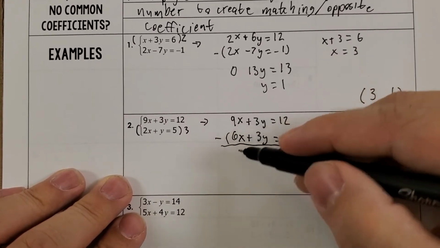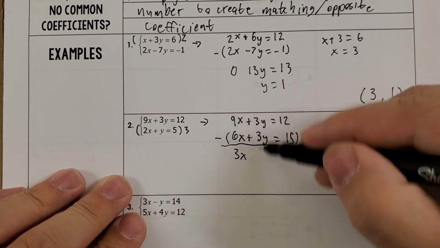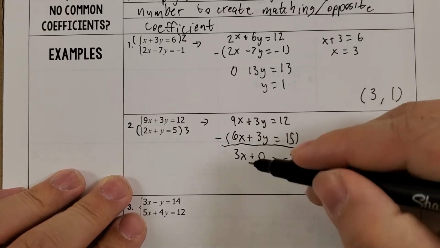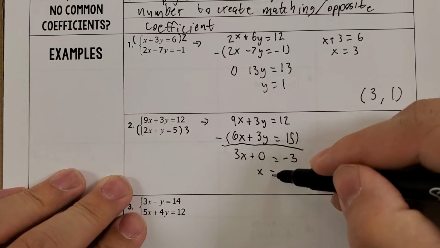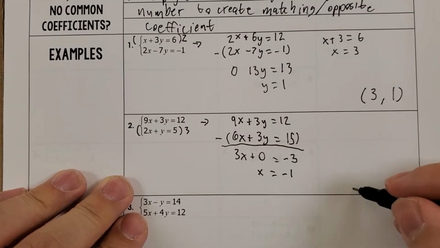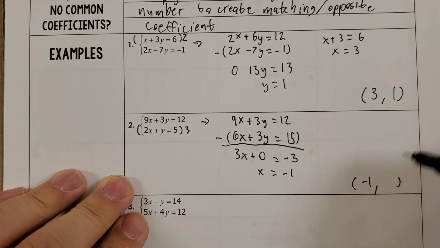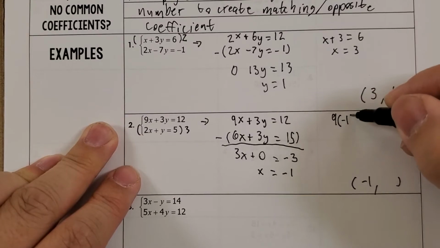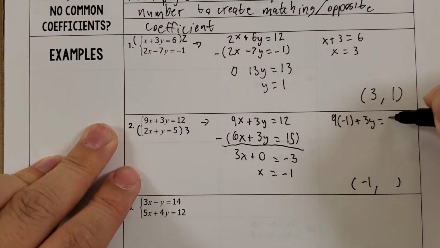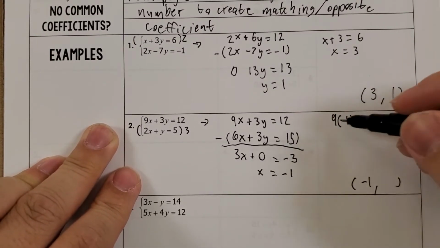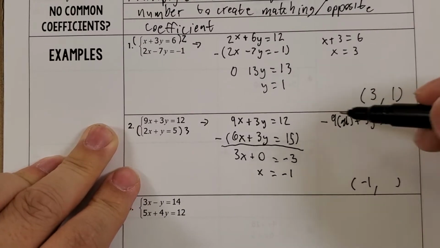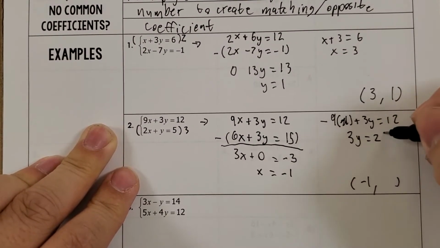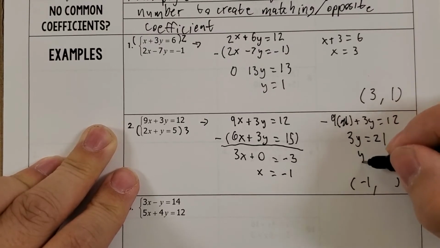What do I get? 9 minus 6 is 3x. That will cancel out the y's. And then 12 minus 15 is negative 3. Divide both sides by 3, and you get x equals negative 1. Great. Then we plug that back up here. 9 times negative 1 plus 3y equals 12. So we've got negative 9 here. Add that to that side, and you get 3y equaling 21. Divide by 3, y equals 7.